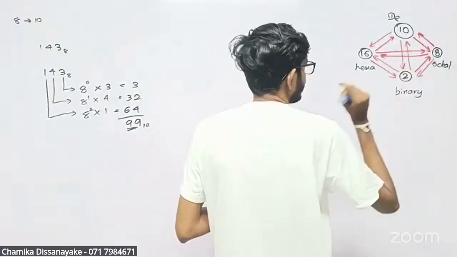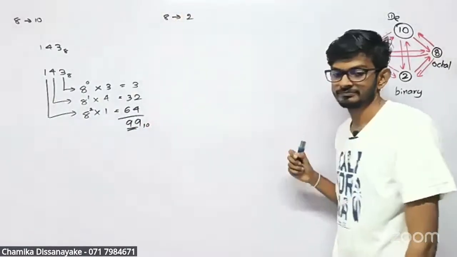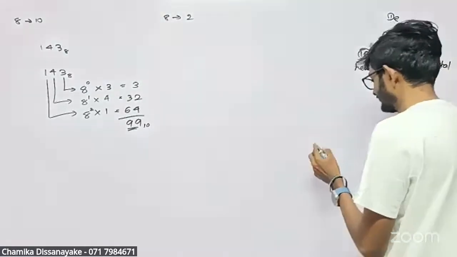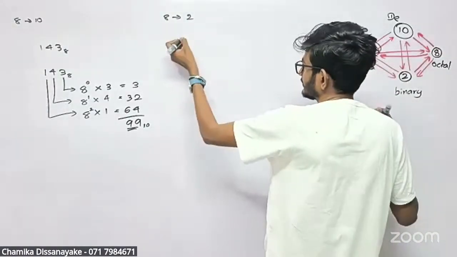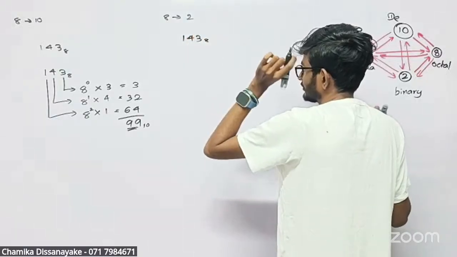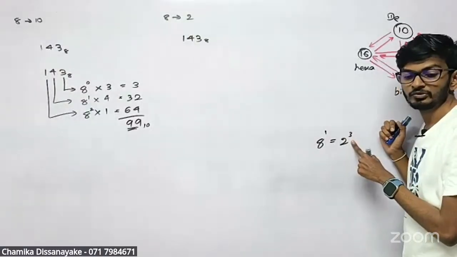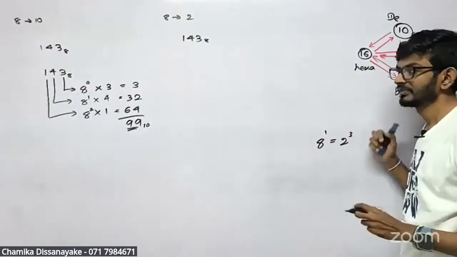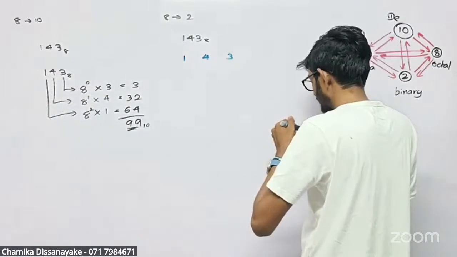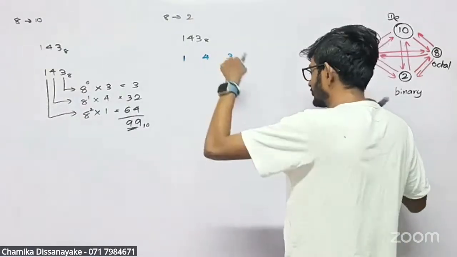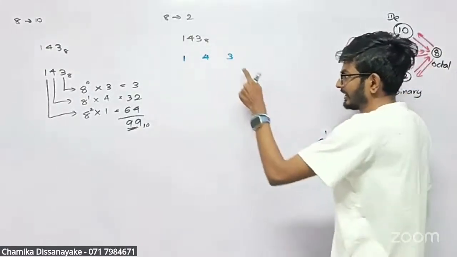Octal to binary. You know about the connection. I will write again: 8 is equal to 2 to the power 3. This is the connection. So that means when we have 143 in base 8, we can use one symbol in base 8 and write it using 3 symbols in binary. We can write this with a little bit of space: 1, 4, 3. For each of these values, we have to write 3 bits in binary. That means we have to convert these into binary.